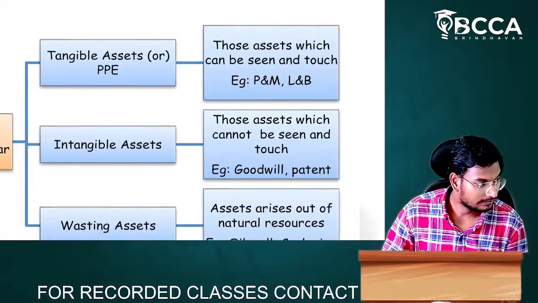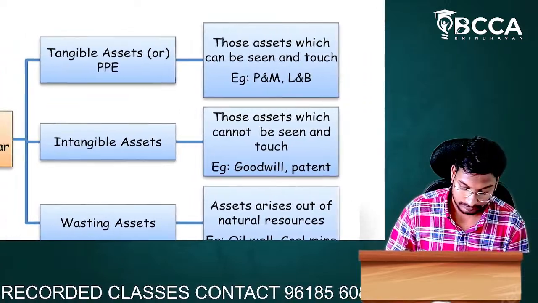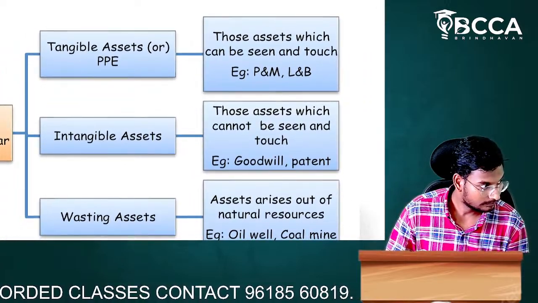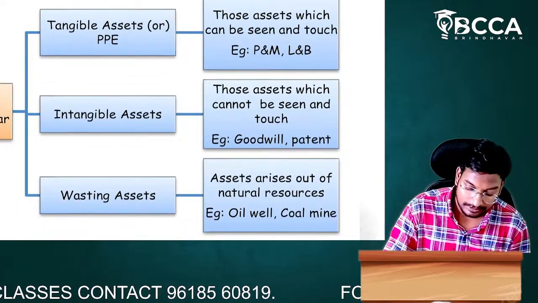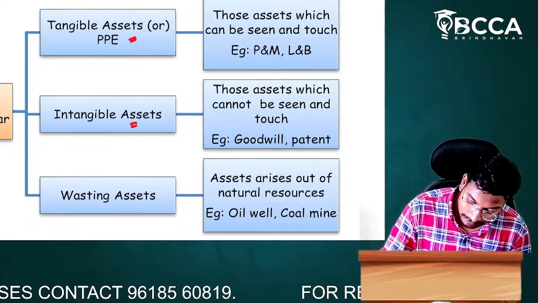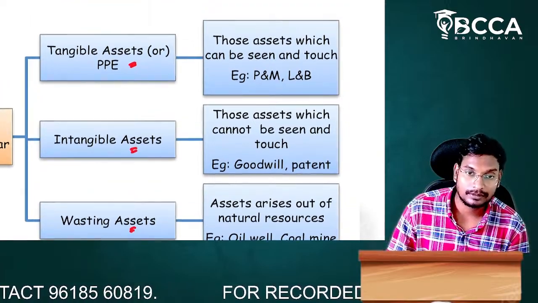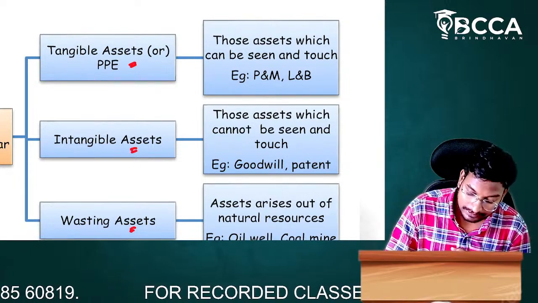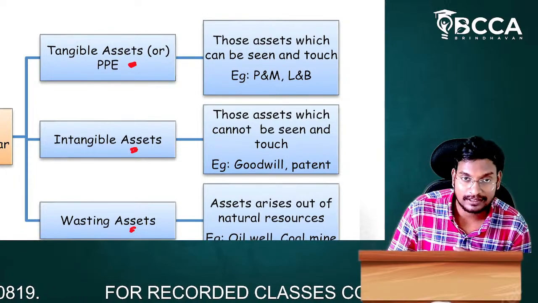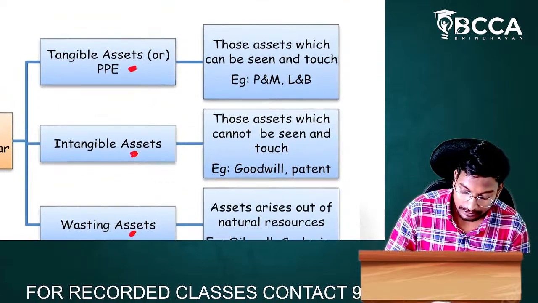Let us see, sir. Here the non-current asset is classified into 3 types, sir. The first one is what, sir? Tangible asset, intangible asset and wasting assets. Okay, sir. Most of the people know only tangible assets and intangible assets. In this class I will discuss wasting assets also. First we are going to discuss tangible assets.